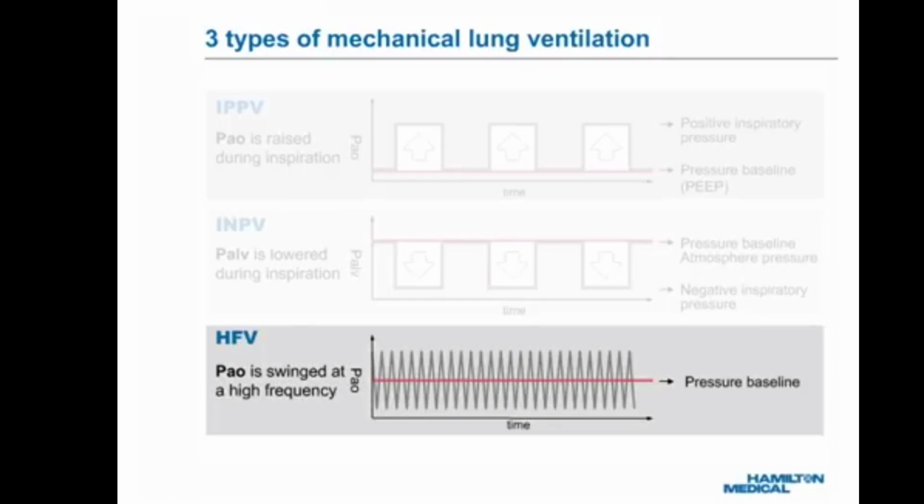Of the three principles, IPPV is the foundation of most modern ventilators, regardless of brand and model. From now on, whenever we say artificial lung ventilation or mechanical ventilation, we are referring to ventilation according to the principle of IPPV. The primary function of a ventilator system is to intermittently generate a positive PAO.